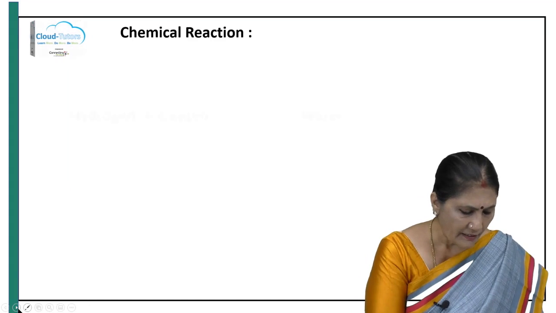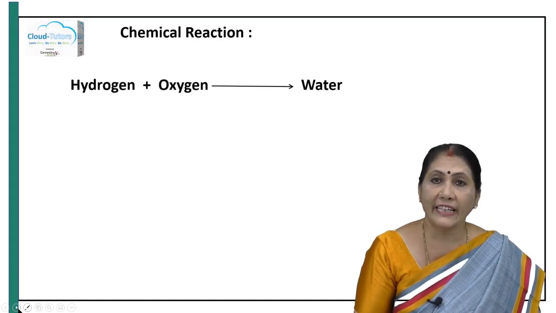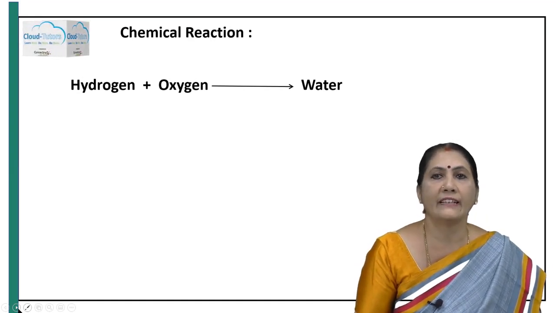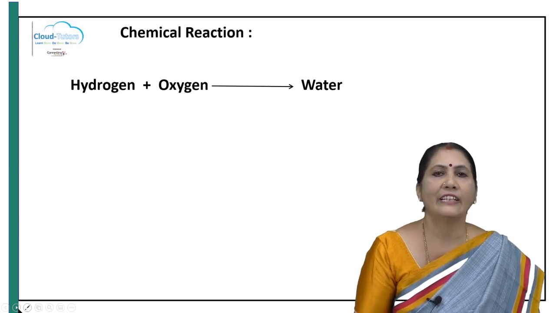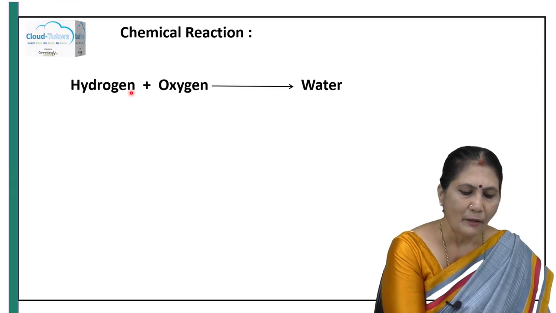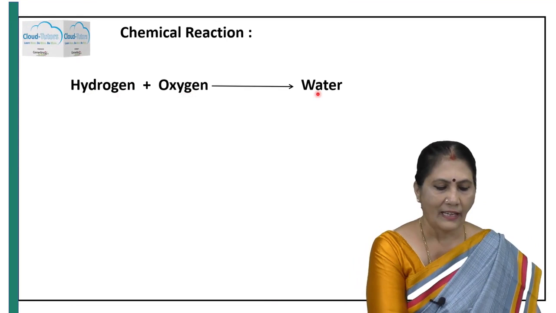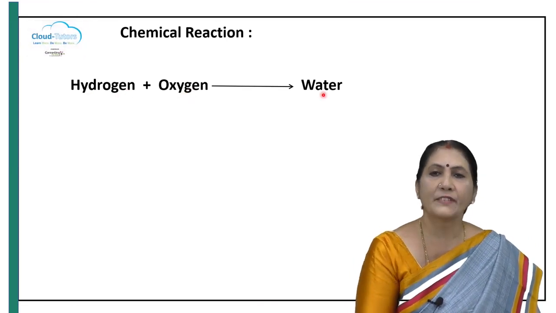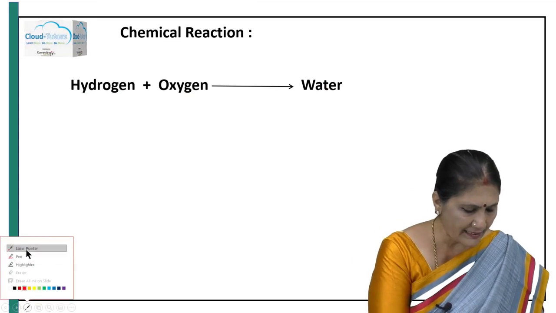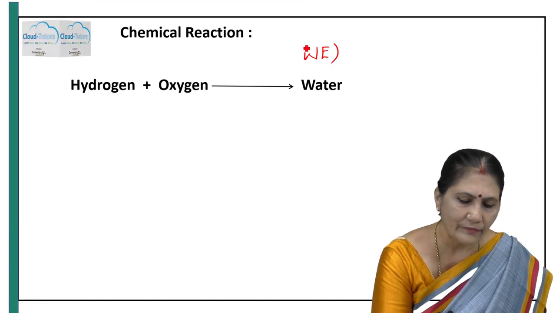The chemical reaction is first written in terms of the word equation. Later, the chemical equation has to be written as a chemical formula equation. So, hydrogen plus oxygen gives water. This is what is known as the word equation, WE.